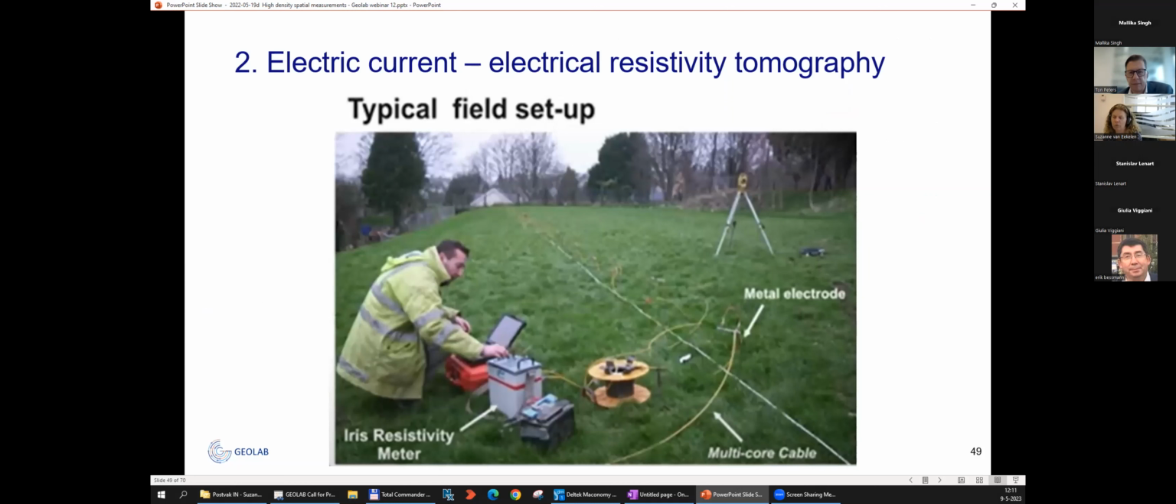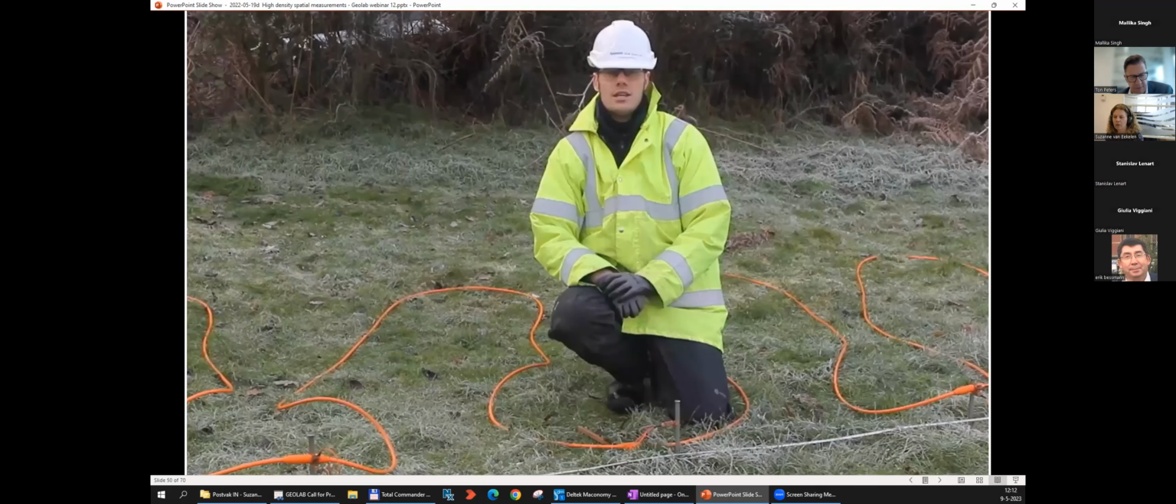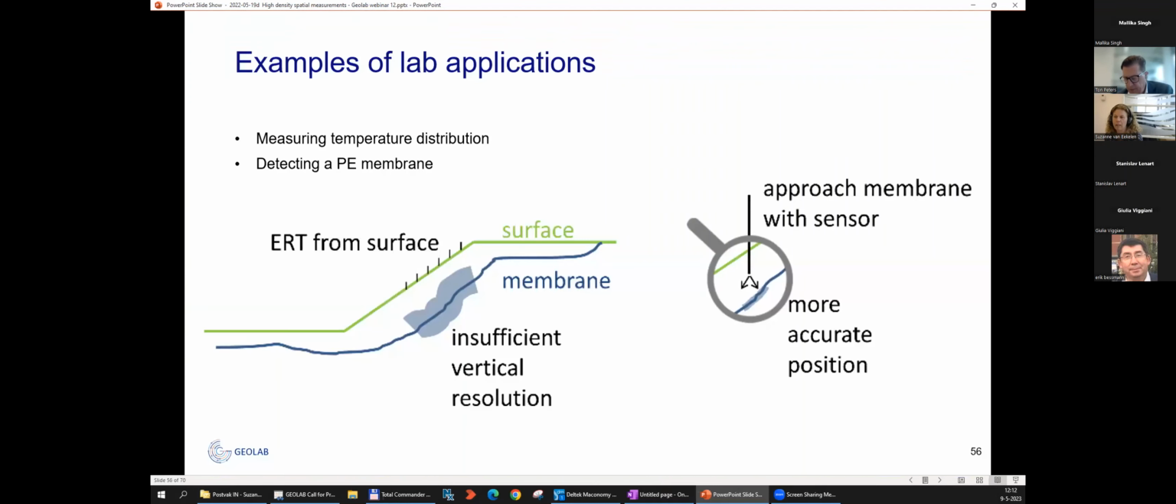Currently several new test setups using this technique are under development, also at Deltares. Here you see such an electrode. It's very important to have good contact between soil and electrodes. Now in the lab, we have measured temperature distribution, and we are developing possibilities to measure PA membrane in the field, and we test this in the lab.